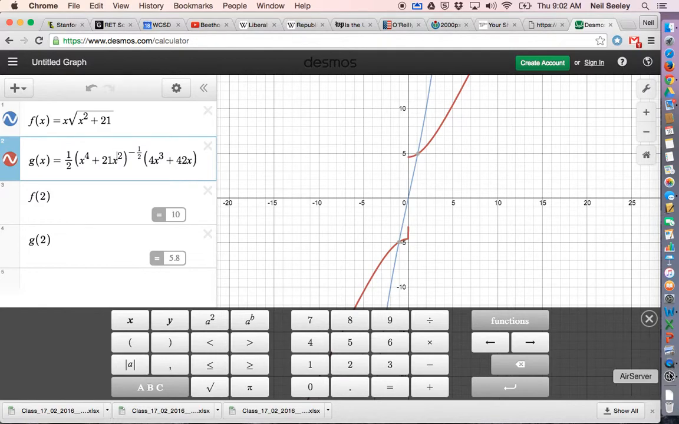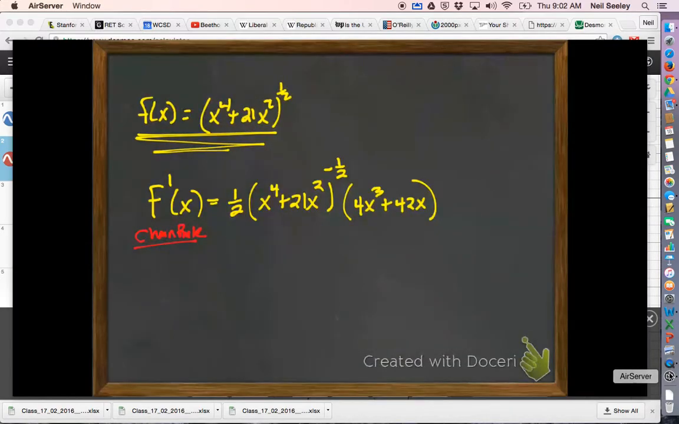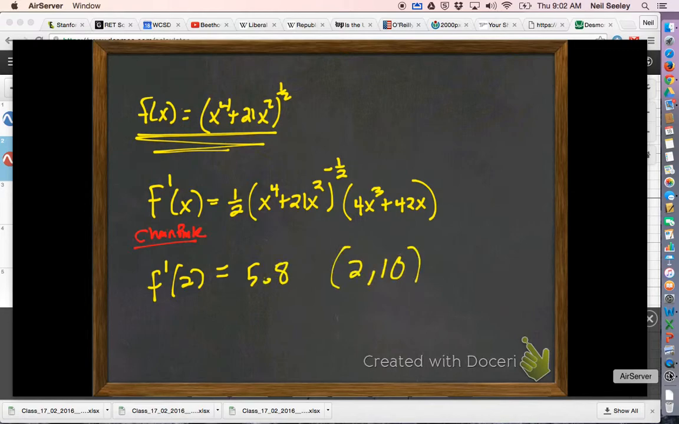I've got this f prime of 2, and I just found out that it is 5.8, and I'm going to use that with the point (2, 10), because I just found out that's the point it goes through. This was f of 2, and I found that out in a little calculation. I'm using a calculator to my advantage. Now the equation of the tangent line, remember, is y minus y1 equals m times x minus x1.